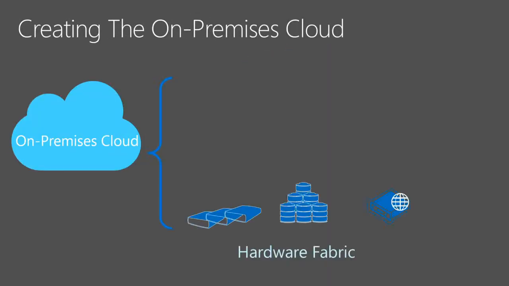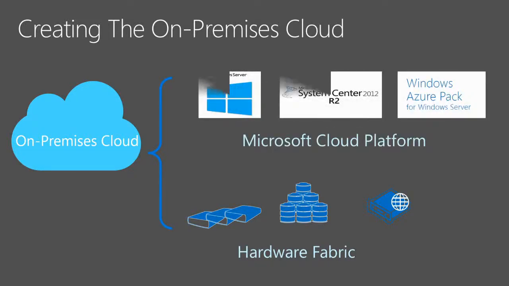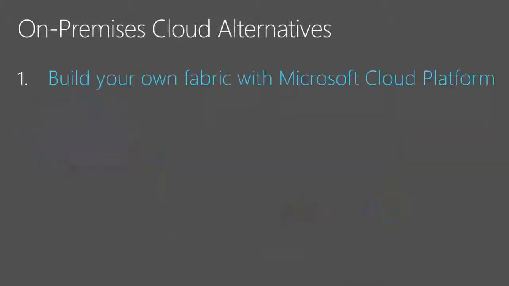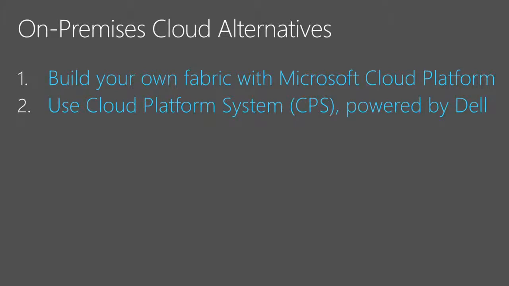On-premises cloud, essentially, you're going to have to build your own hardware, right? Just like the guys at Azure did for us, now we've got to do it. And then we're going to install the Microsoft Cloud Platform components on top of that: Windows Server, System Center, and the Windows Azure Pack. Now, we've got two alternatives. We can build our own, or we can use the Cloud Platform System powered by Dell, where they've essentially integrated all this into a turnkey solution for us.